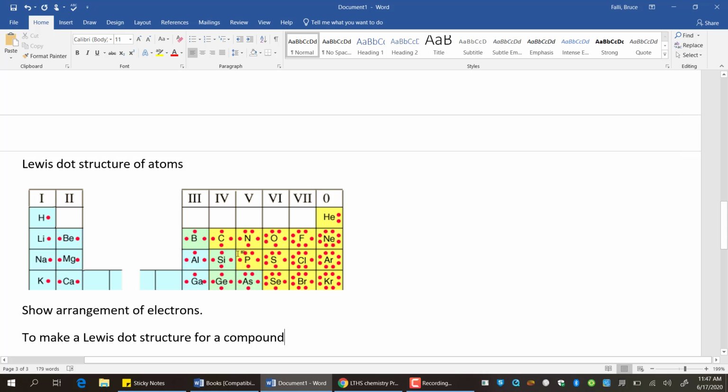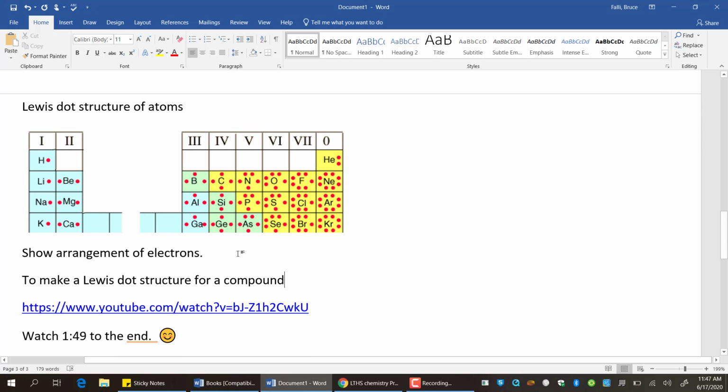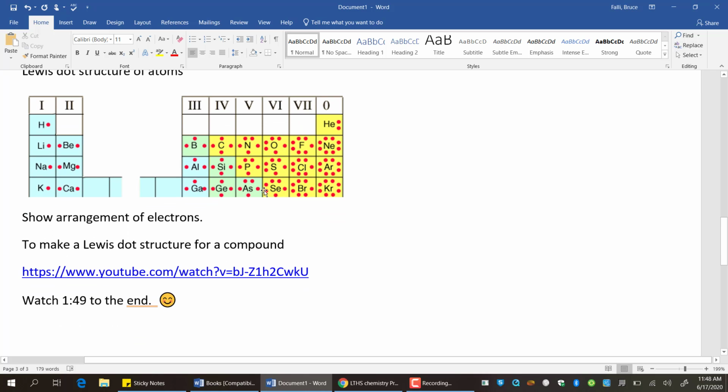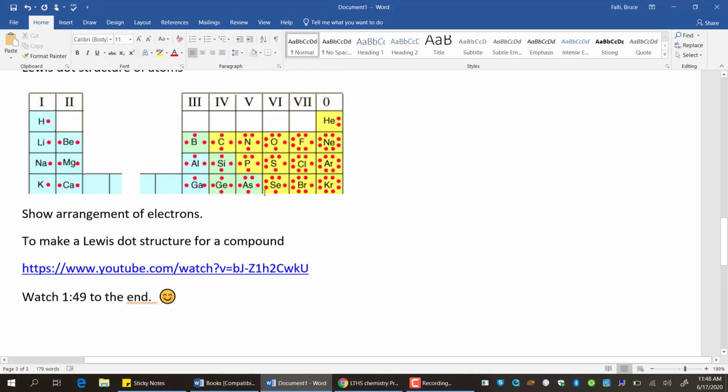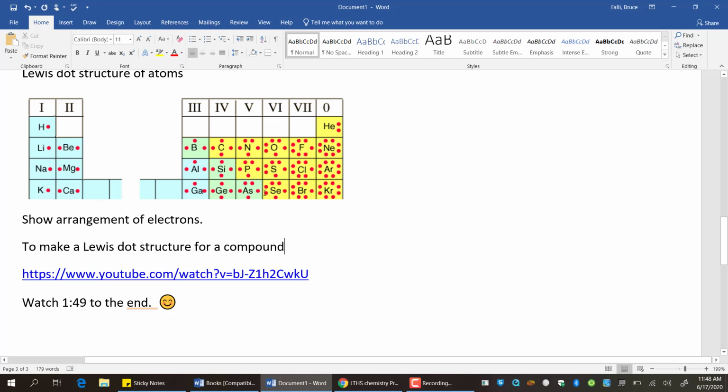And then Lewis dot structures of atoms. We have this set up right here. This shows a few of the periodic table things. Notice how we have 1 dot, 2 dot. Most everybody turned in the assignment for that and figured out how the dots go. It shows the arrangement of electrons. Okay. It also will show the arrangement of atoms and compounds. To make a Lewis dot structure for a compound, go to this spot right here. So it will be golden for you.